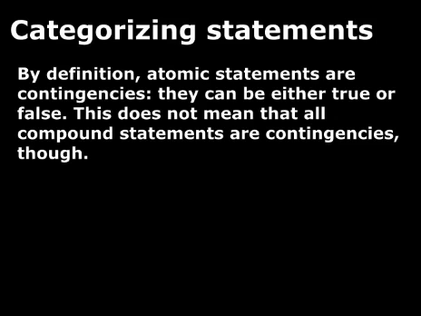Now, by definition, atomic statements are contingencies. Atomic statements can be true or false, so all atomic statements are contingent. So if we're going to have any tautologies or contradictions, they're going to have to be compound statements. So here's an example.